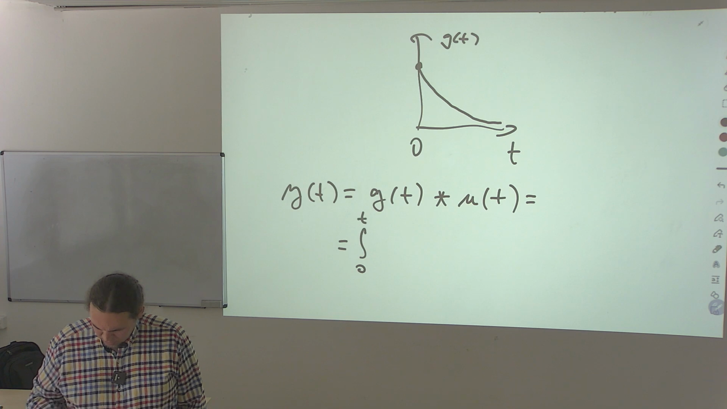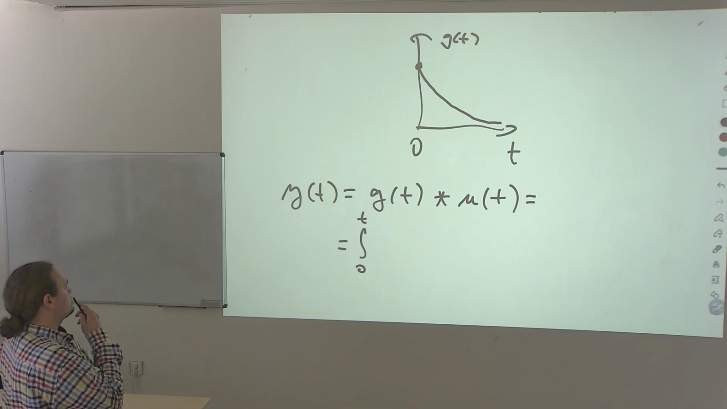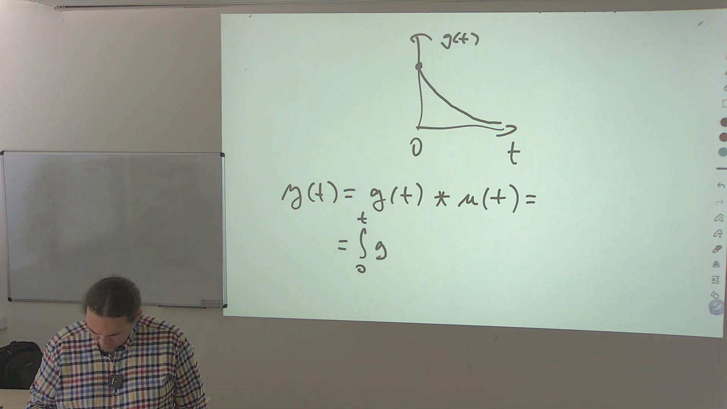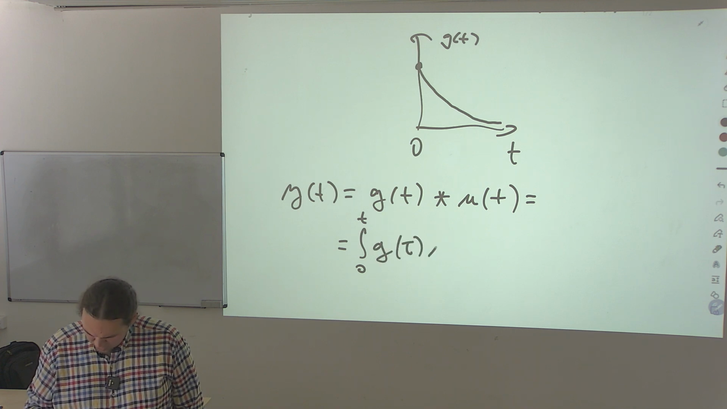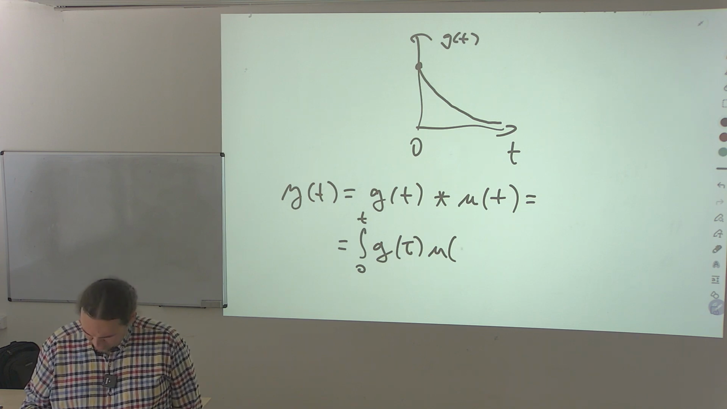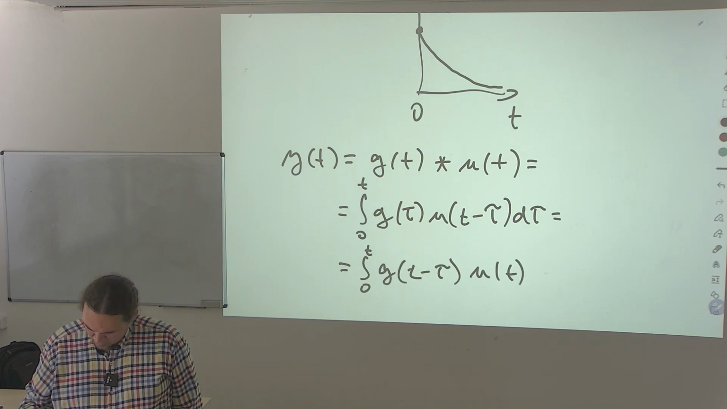And the integral, let's do it which way? There are two equivalent ways to write it, and I never remember which one is good for this lecture. u(t minus tau) d tau, and the other equivalent way is just flipping this: g(t minus tau) u(t).